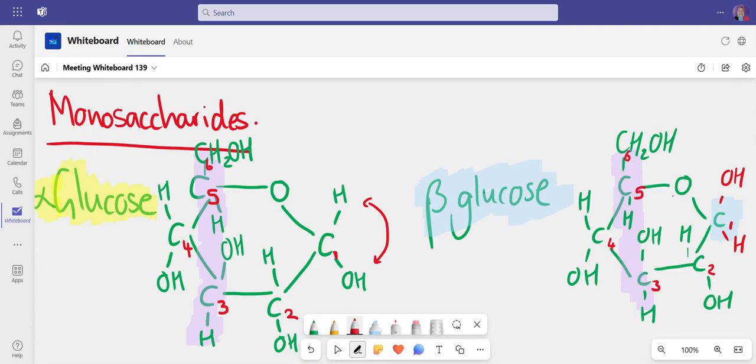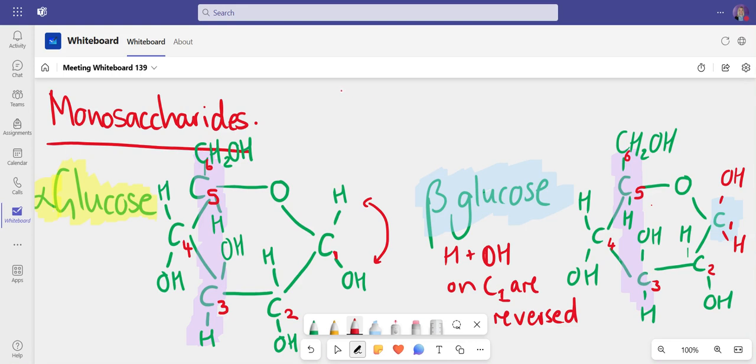So the way we describe the difference between alpha and beta glucose is we say that the hydrogen and the hydroxyl group on carbon 1 are reversed. They're the other way around, aren't they? So the hydrogen and the hydroxyl group on carbon number 1 are reversed. That's the difference between alpha and beta glucose.